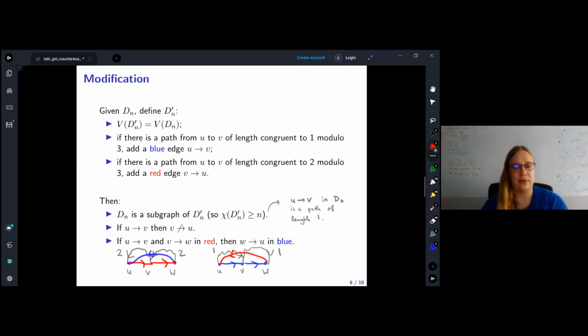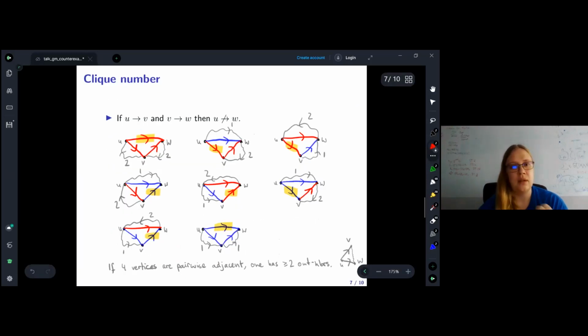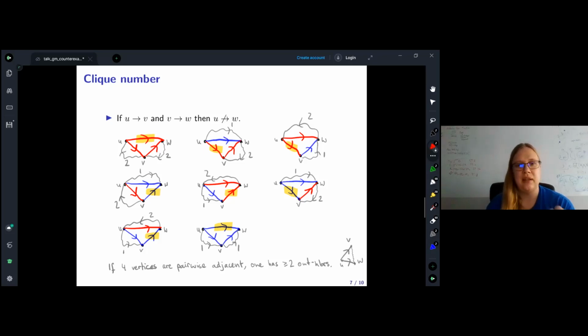So what have we done so far? Dn prime has big chromatic number because it contains Dn. And now what I should show you is A, that Dn prime has small clique number, and B, that its triangle-free induced subgraphs have small chromatic number. Let's first argue about its clique number. And here is a bunch of cases that are actually, for the most part, all symmetrical, but it's very hard to convince you of that quickly, so I drew them all.